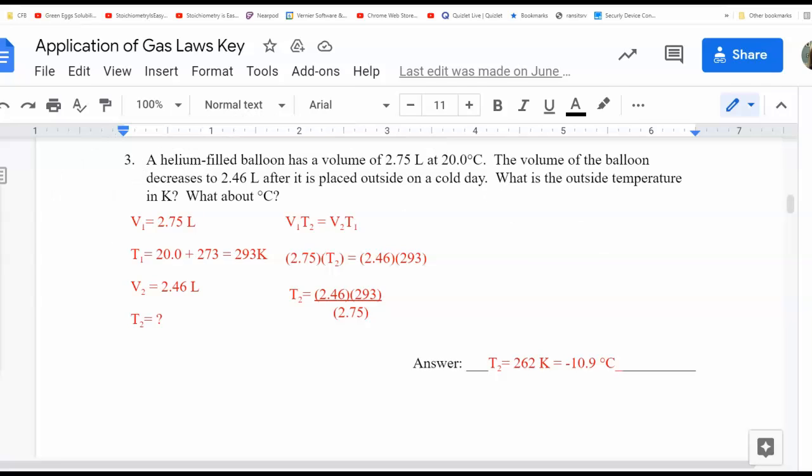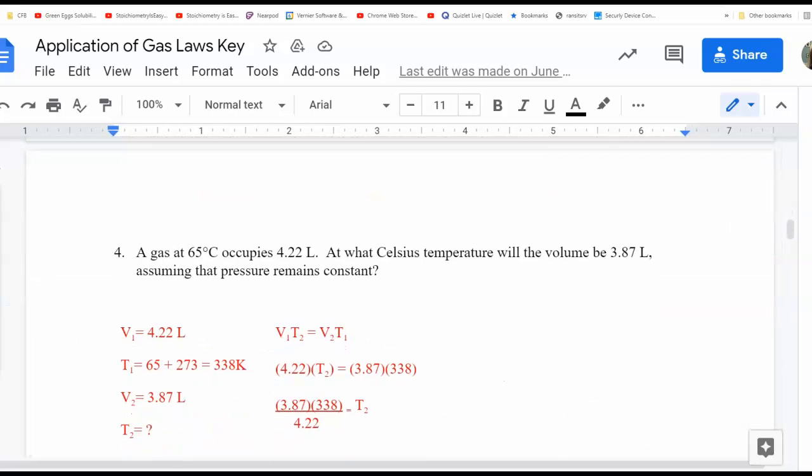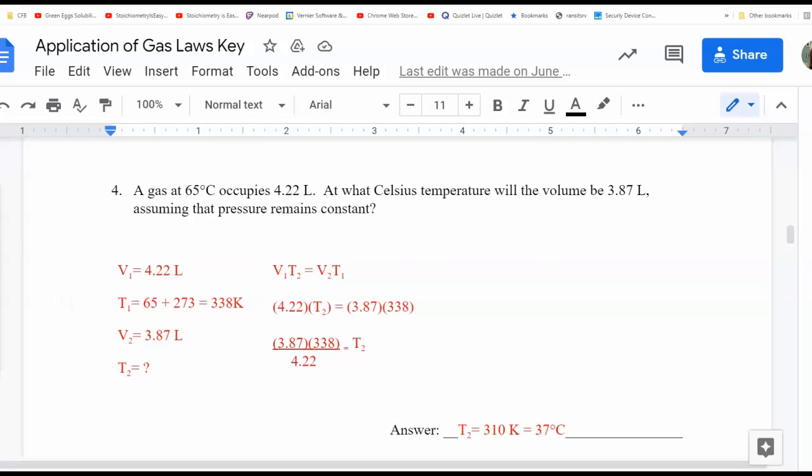If people were getting these wrong, it was because they were not converting to Kelvin. Okay, so let's go on to question number 4 then. In question number 4, same type of thing happened again. We had to label all our variables.